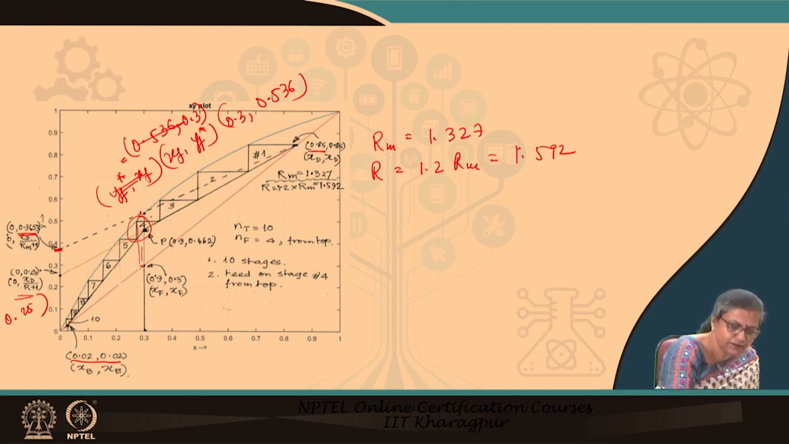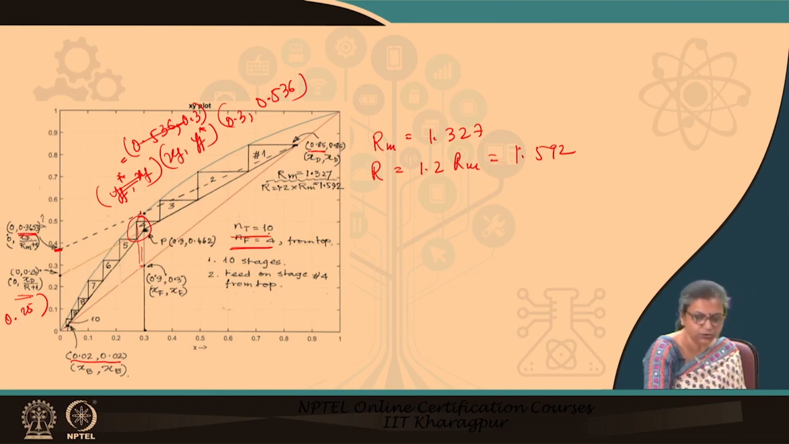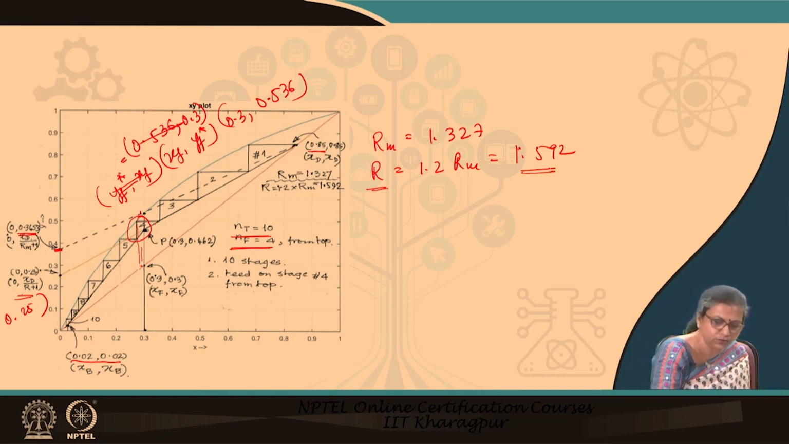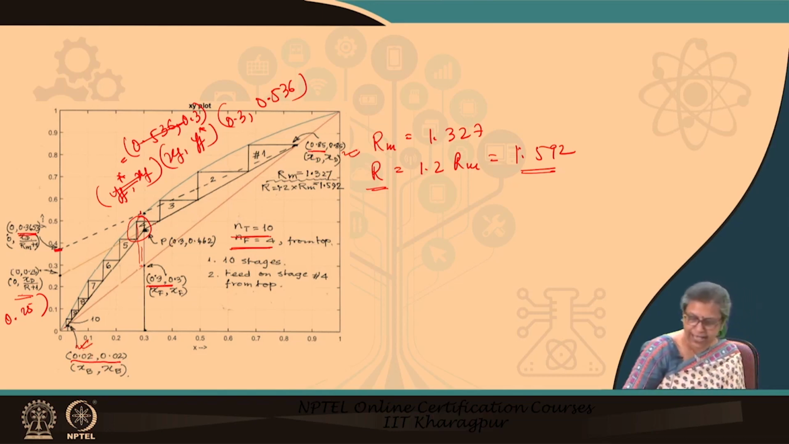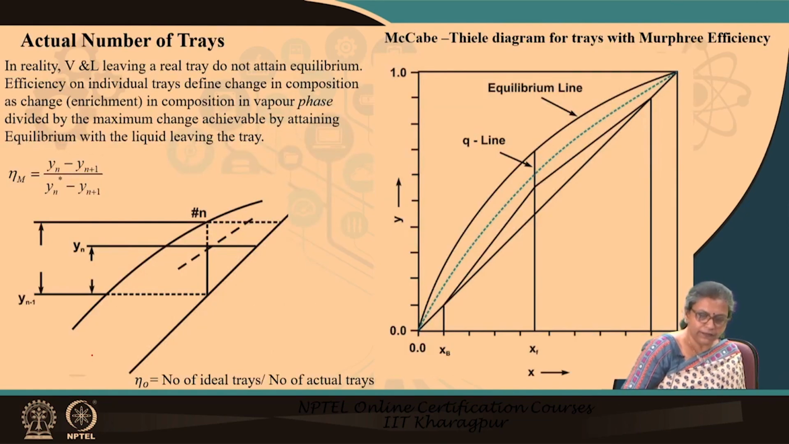In the 4th tray, we shift from the enrichment to the stripping section. So, therefore, it means that the feed is introduced in the 4th tray, and the total number of trays, equal to the total number of stages, is 10. Try it out yourself, and you are going to see that this corresponds to a reflux ratio of 1.592 for a feed flow rate of this, and the distillate recovery and the bottom composition as specified here. Well, this was the number of ideal stages.